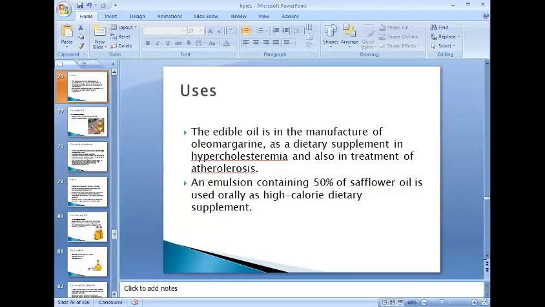The oil is also used for lowering the cholesterol level. So it is used in the manufacturing of oleomargarine as a dietary supplement, and it is used in hypercholesterolemia and in the treatment of atherosclerosis because of its cholesterol lowering effect. It is also used as an emulsion that contains 50% of safflower oil. It is also used as a high quality dietary supplement.